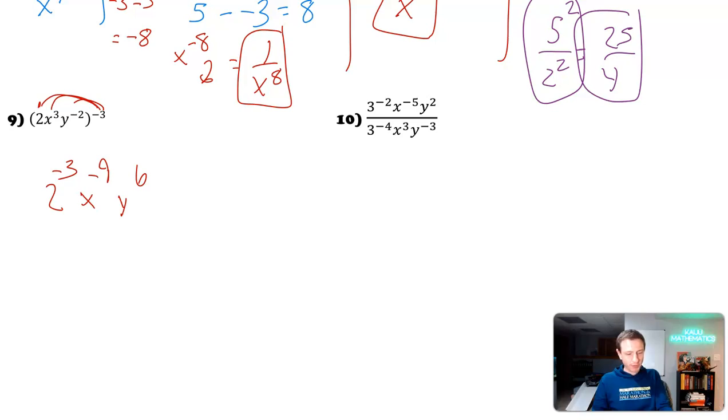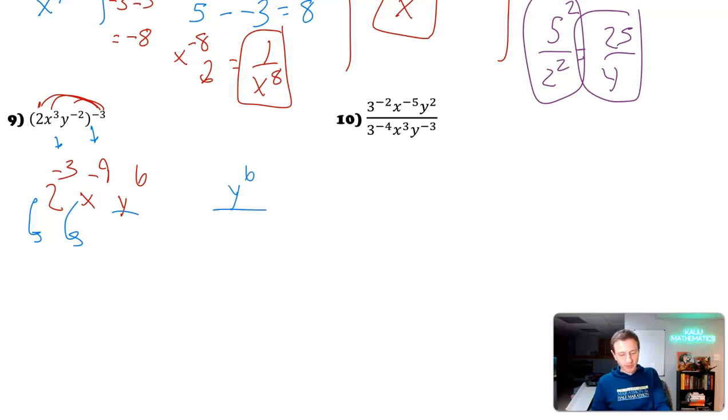After I do that power to a power everywhere, I now have to rewrite some things. I have 2 to the negative 3. That's a negative exponent. X to the negative 9 is a negative exponent. So those need to come down. But y is going to stay where it is because that's a positive exponent. So I'm going to move this down. I'm going to move this down. But I'm going to leave y to the 6 where it is.